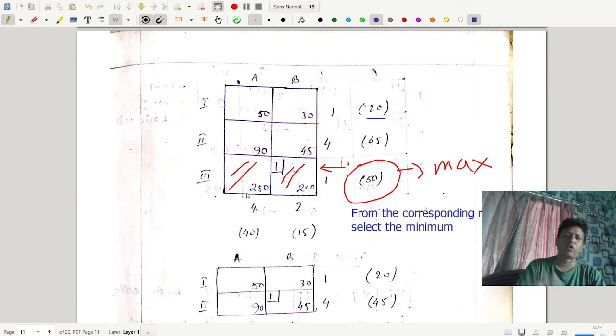Repeat the same process as in table 1. Take the difference along the rows: it's going to be 20, 45, and 250 minus 200, that's going to be 50. Choose the two minimum elements along the columns: 50 and 90, that's going to be 40, and 30 and 45, that's going to be 15. Choose the maximum in the brackets. So 50 is the maximum one, and it corresponds to the third row.